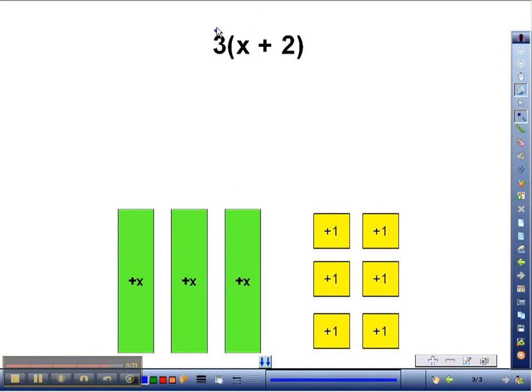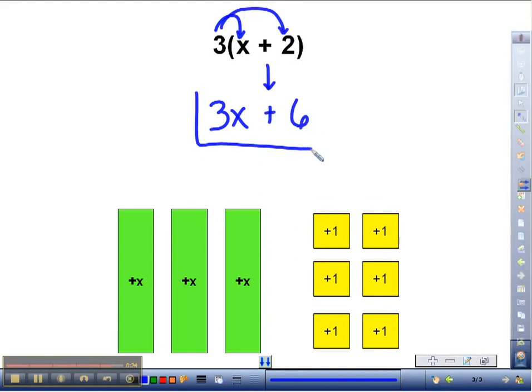If you use distributive property, you take that times that and you get 3x. Bring down the plus sign, and then you take 3 times 2 and you get 6. And that's the final answer.